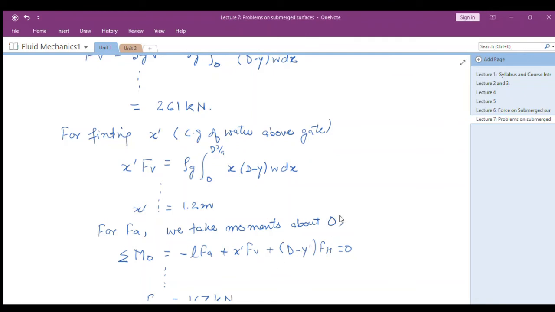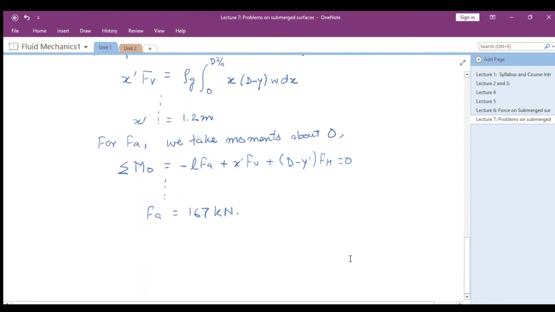So this is okay for everyone? What we have done up till now in this problem on curved submerged surface, that was okay with you? Okay. If that's the case, then let's move on to another problem. Let's move on to problem 2, and let's have a look at what we are going to have here. This problem is something like this.